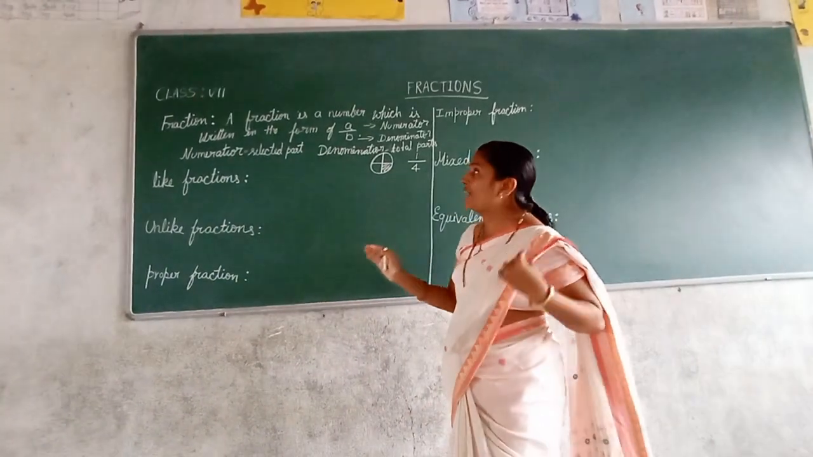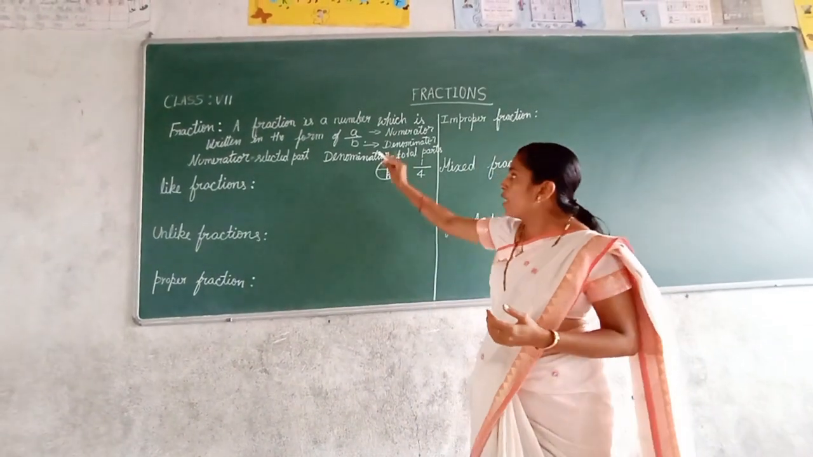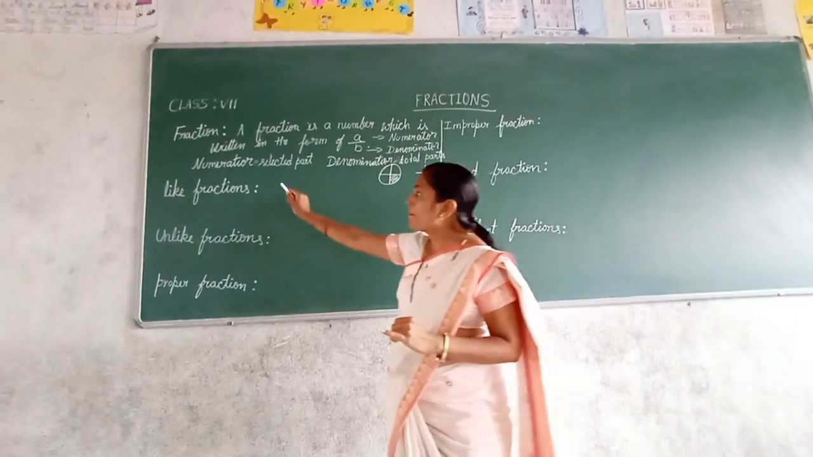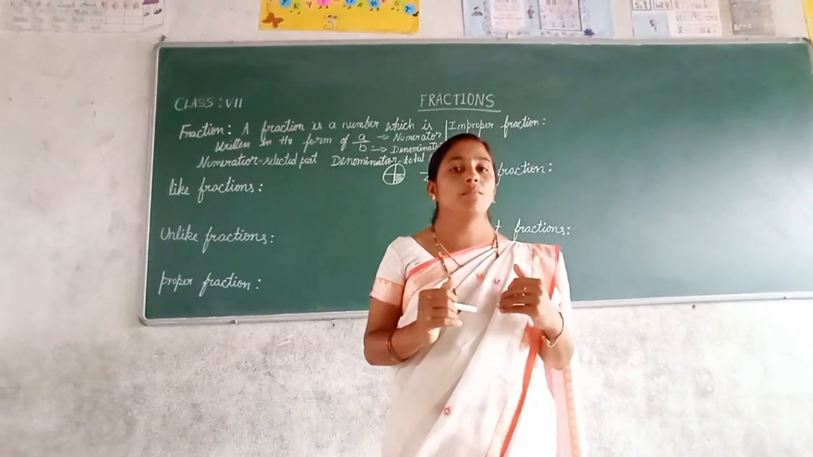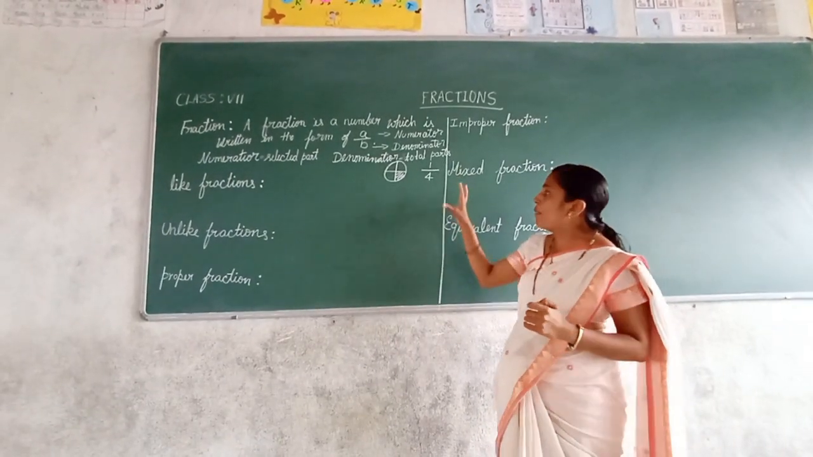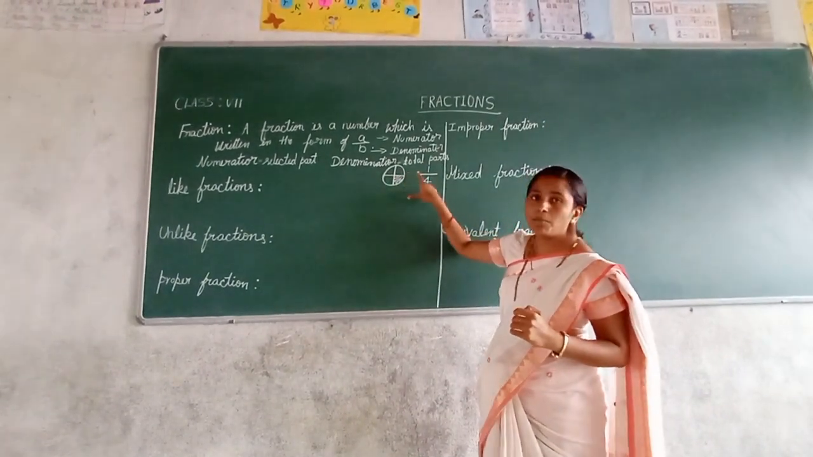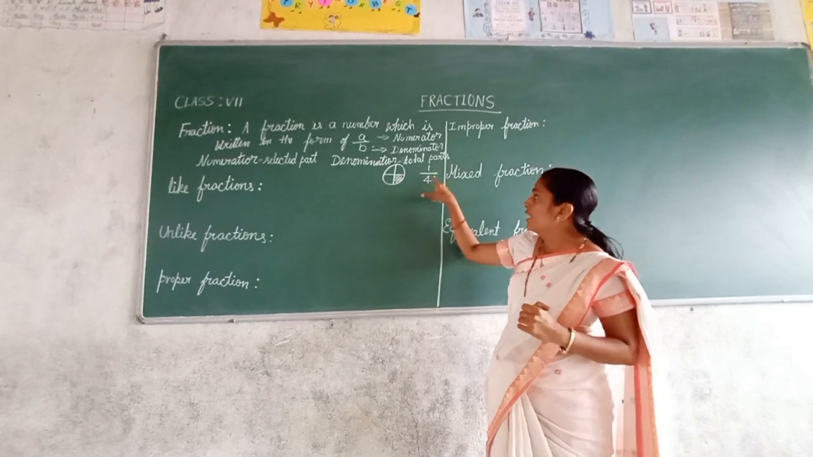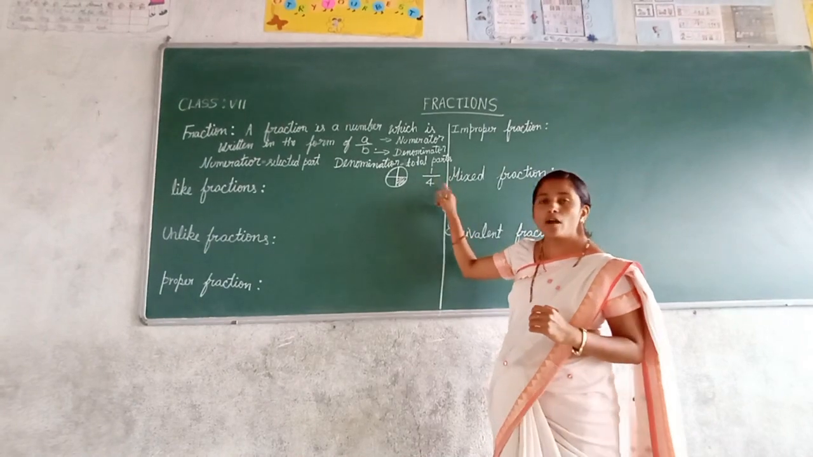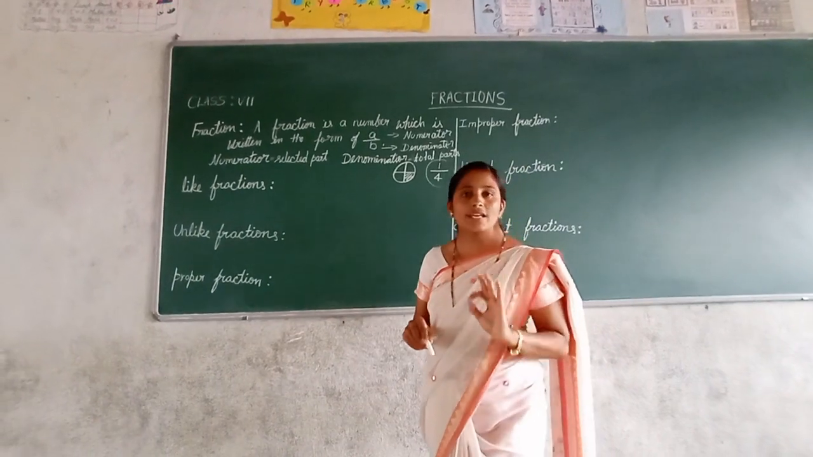Hope you understood that a fraction is a number which is written in the form of a upon b. A is the numerator, b is the denominator. A means the selected part, b means the total number of parts. Then a fraction means a part of a whole. It represents out of 4, I have chosen only one part, so it is 1 upon 4. This we call a fraction. Hope you understood what a fraction is.